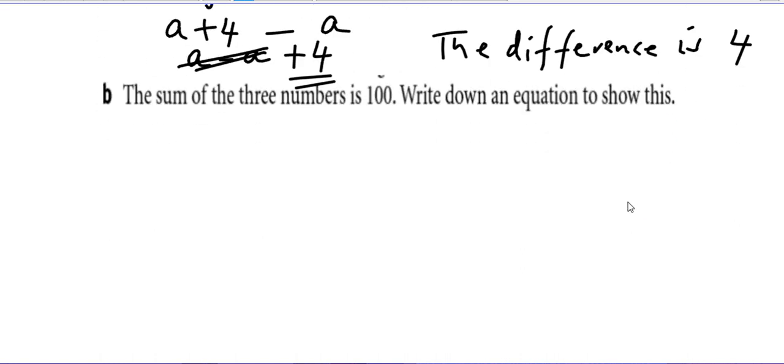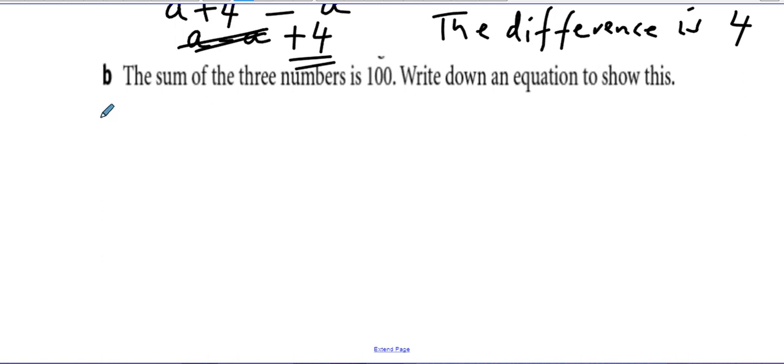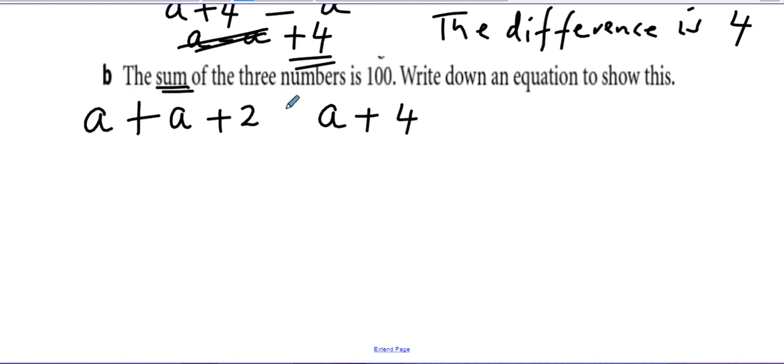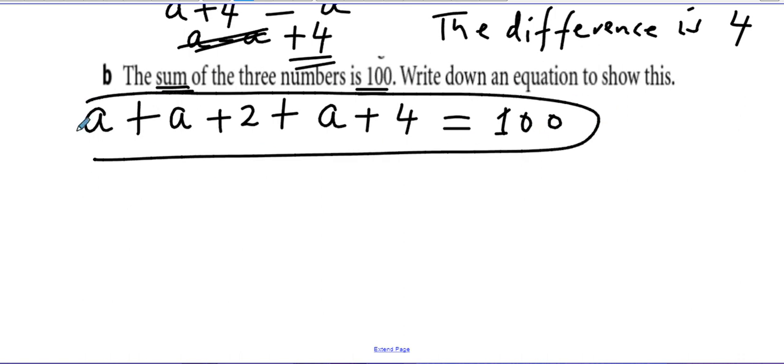Okay, the sum of 3 numbers is 100. What are those 3 numbers? The first number was A, the second number was A plus 2, and the third number was A plus 4. Now the sum of those three numbers, so that means we need to add these numbers, but the sum is equal to 100. Write down the equation to show this. This is the equation. This is what we call equation. So the equation is done.